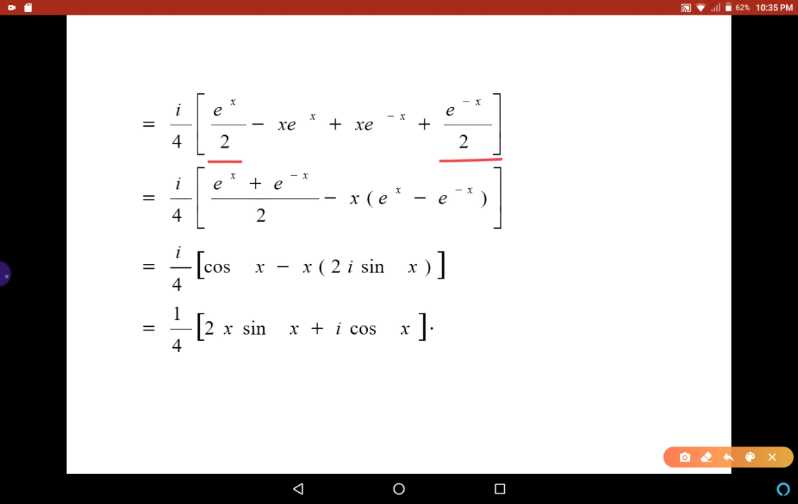Now grouping the first and last terms, we get e power x plus e power minus x by 2, minus, taking x common in the second and third terms, we get e power x minus e power minus x. And we know that e power x plus e power minus x is 2 cos x. Therefore, this is 2 cos x by 2. Hence, this is cos x. And e power x minus e power minus x is 2i sin x. Therefore, finally, we obtain 1 by 4 times 2x into i becomes i square, that is minus 1. Minus minus becomes plus. Therefore, this is 2x sin x plus i into cos x. Therefore, this is the inverse Fourier sine transform of i by 1 plus s square whole square.